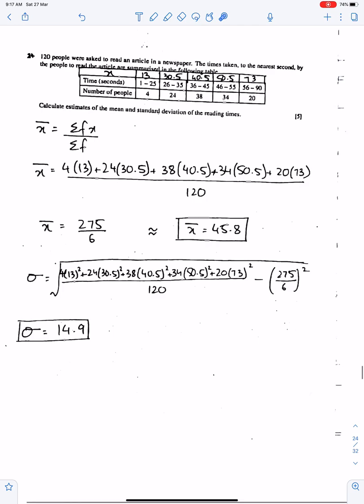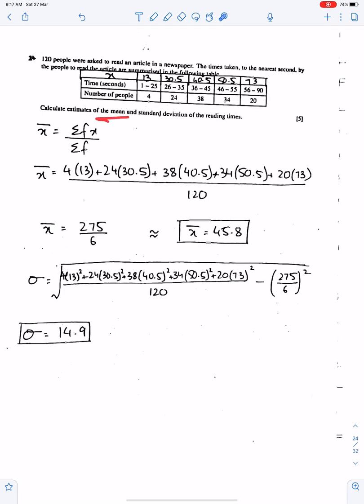Well, this is the group data, and we need a mean and standard deviation. You know, this is the formula for mean, and this x means the central value, like mid value or class centers, and we can easily get the values of x by taking the average of class intervals. So when you take the average of 1 and 25, you will get 13. The average of these two will be 30.5, and so on. This total is 120. It's here.